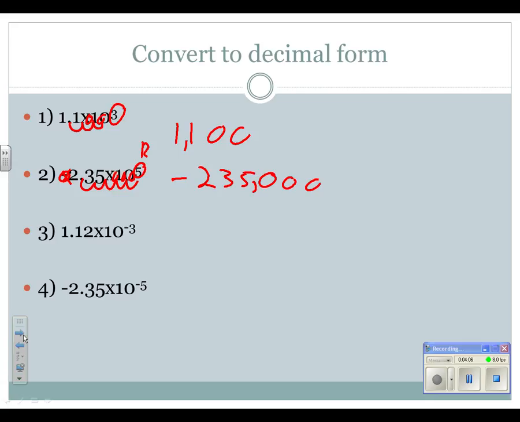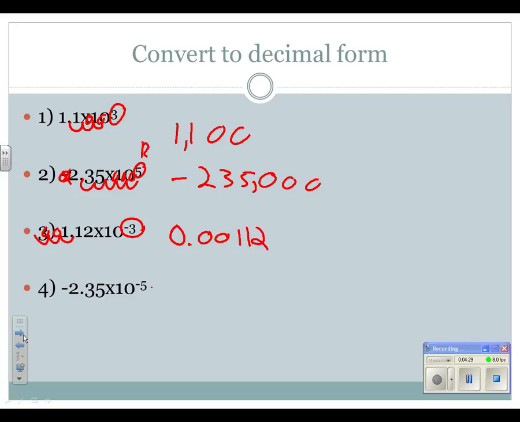Then number 3. Now we have a negative exponent. If it's negative, move to the left. Think of that negative as pointing to the left. So there we go, 1, 2, 3. We're going to have to add 2 zeros in front. We always have that placeholder 0. So it's 0 point, 2 zeros, then 1, 1, 2.